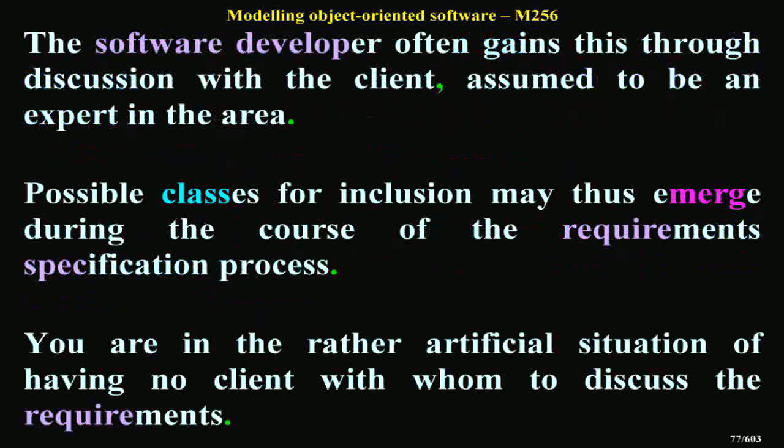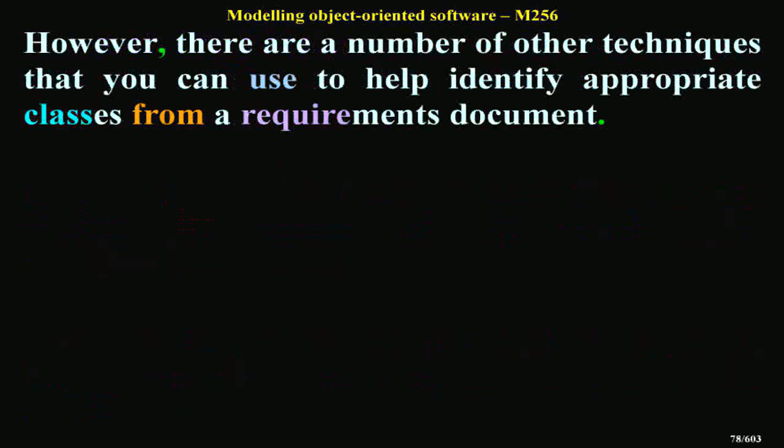The software developer often gains this through discussion with the client, assumed to be an expert in the area. Possible classes for inclusion may thus emerge during the course of the requirements specification process. You are in the rather artificial situation of having no client with whom to discuss the requirements. However, there are a number of other techniques that you can use to help identify appropriate classes from a requirements document.